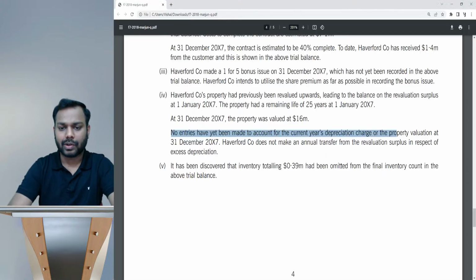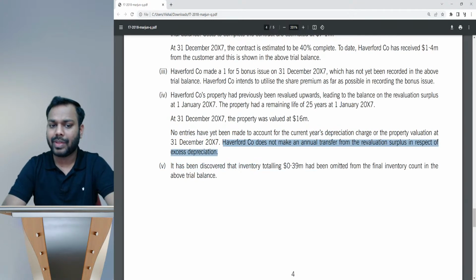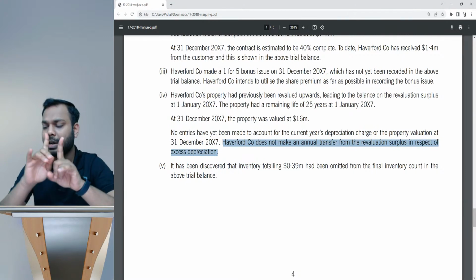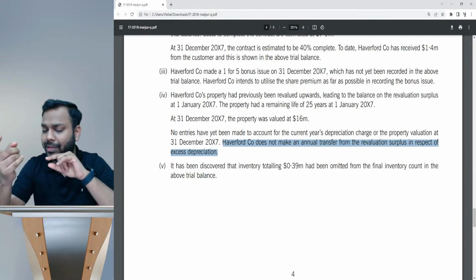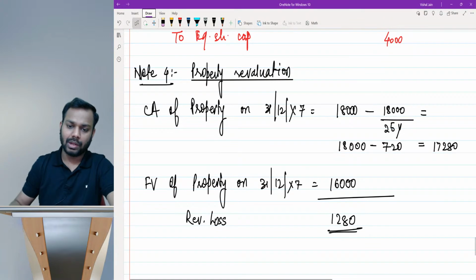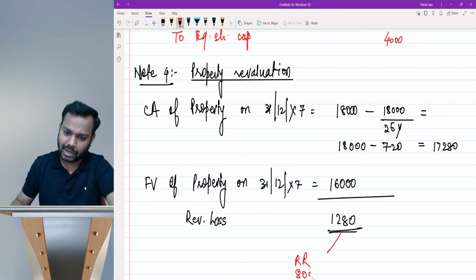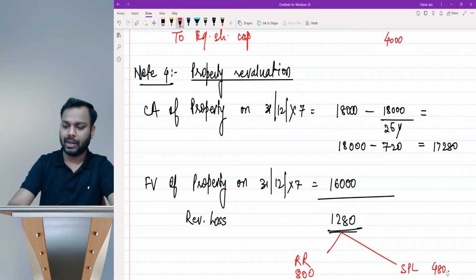Now what does the question say further? The company does not make an annual transfer from the revaluation surplus in respect of the excess depreciation, right? Means the revaluation surplus is transferred to retained earnings at the time of disposal of the asset, not now. So what is the balance? This will be adjusted from revaluation reserve, but it has a balance of 800 only. The remaining will be adjusted with the SPL. How much? 480, right?